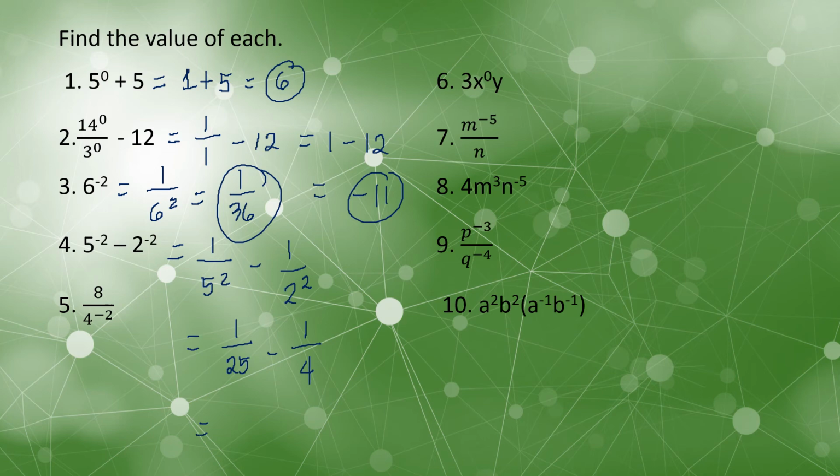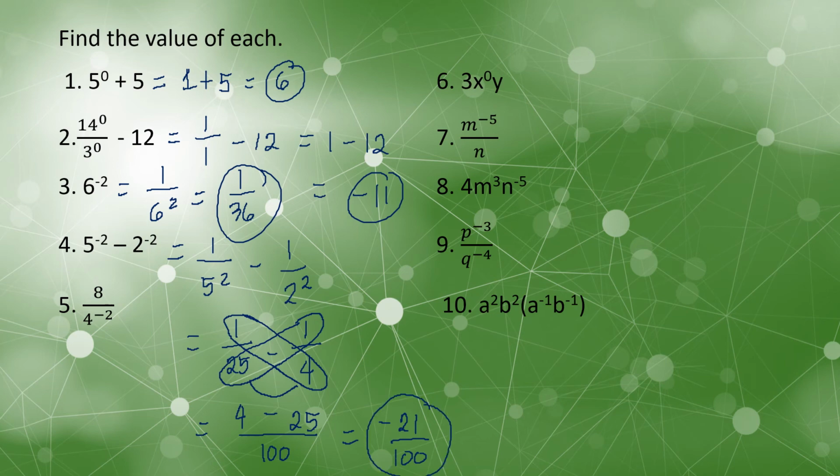Let's apply the butterfly method. 1 times 4 is equal to 4. Copy the sign, minus 1 times 25 is 25. And then multiply the denominators. 25 times 4 is equal to 100. So we have 4 minus 25. That will give us negative 21. Copy the denominator, 100. Therefore, it is equal to negative 21 over 100.